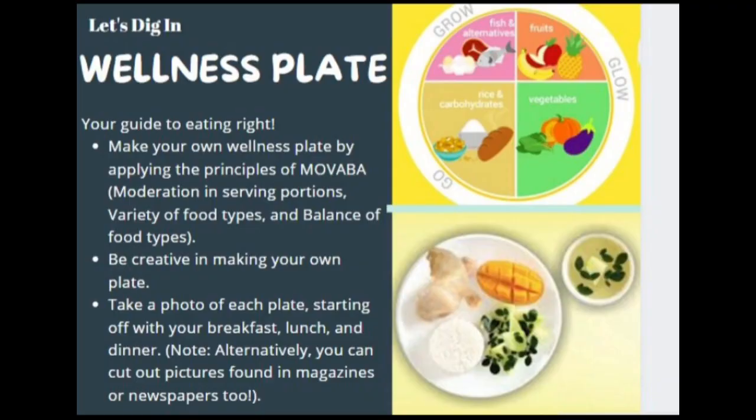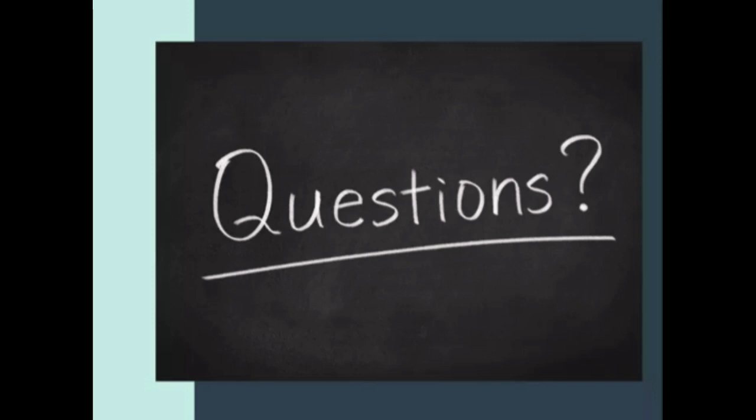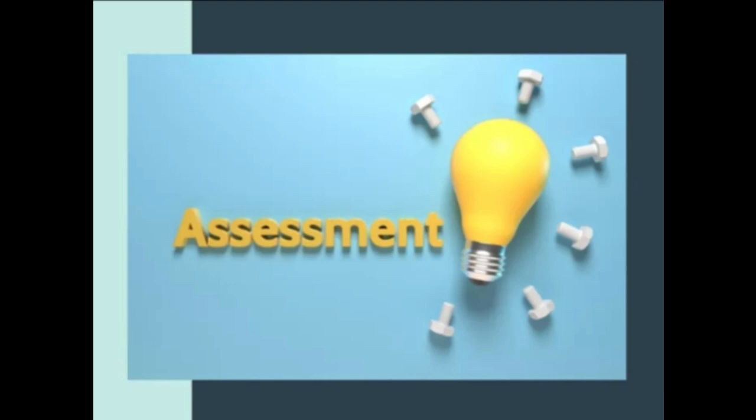For our activity, you will be creating a wellness plate. Make your own wellness plate by applying the principles of MAPEH: moderation in serving portions, variety of food types, and balance of food types. Be creative in making your own plate. Take a photo of each plate, starting off with breakfast, lunch, and dinner. Please take note that you can also cut out pictures found in magazines or newspapers. Do you have any questions? If you don't have any questions, let us now proceed with your assessment.